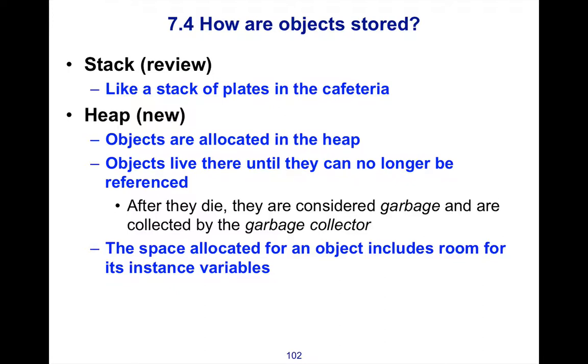The place we store object instance variables is called the heap. Objects are allocated in the heap and they live there until they can no longer be referenced. It's not something we have to worry about as programmers because the runtime system for Java has something called garbage collection that comes along and collects up the unused storage the minute it can no longer be referenced.